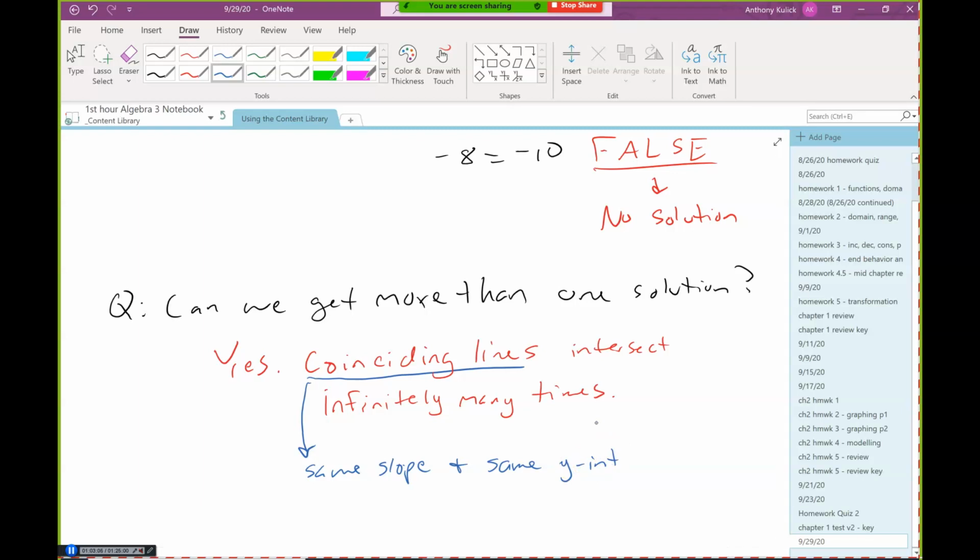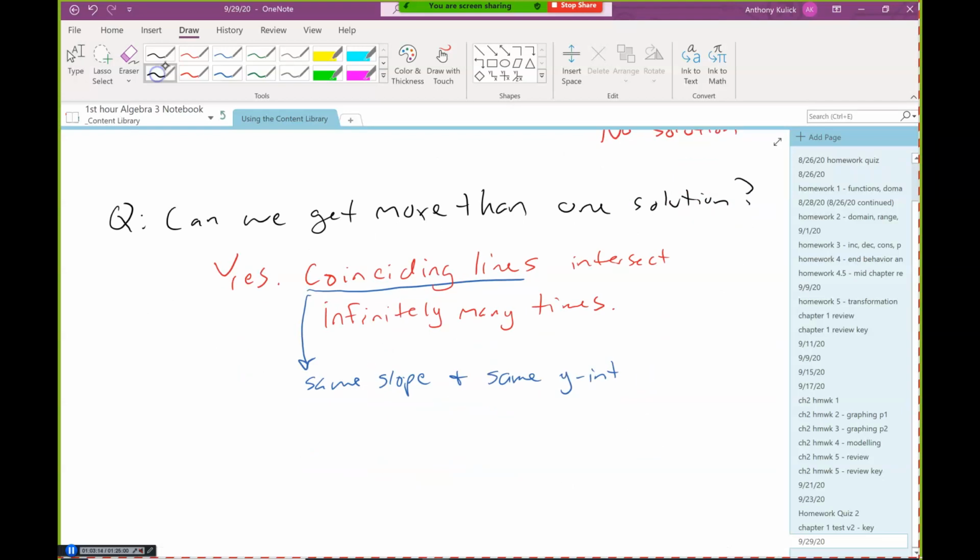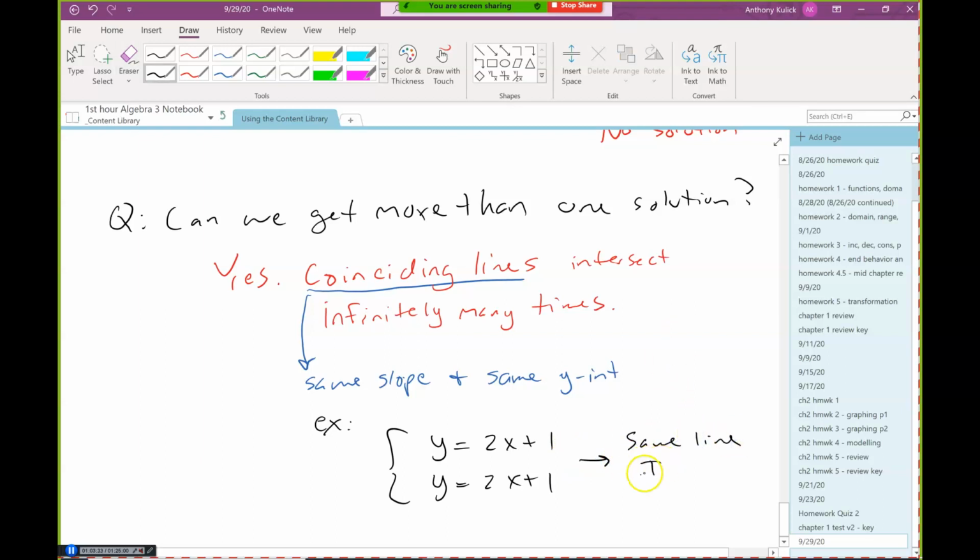They should have the same slope and the same y-intercept. Well, that's going to be easy to see if we rewrite them in slope-intercept form. You would just end up with something that looks like this. I use the abbreviation IMS for infinitely many solutions.